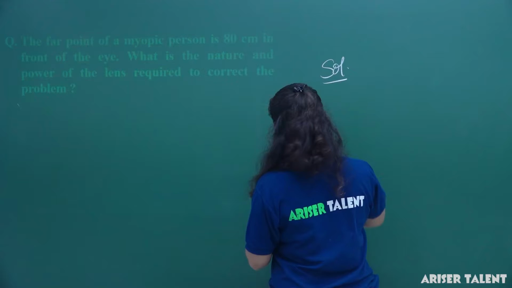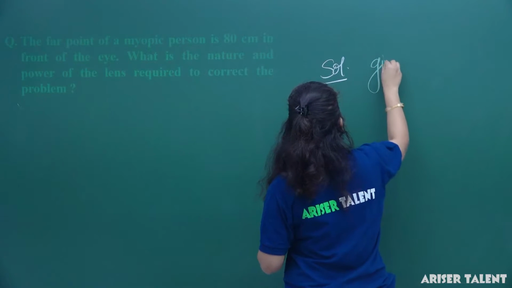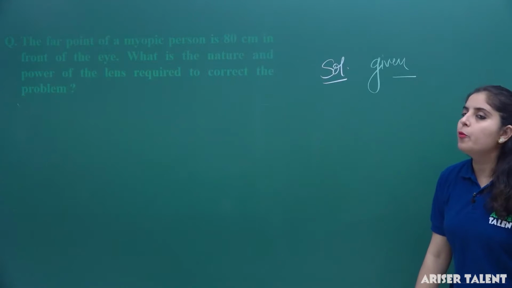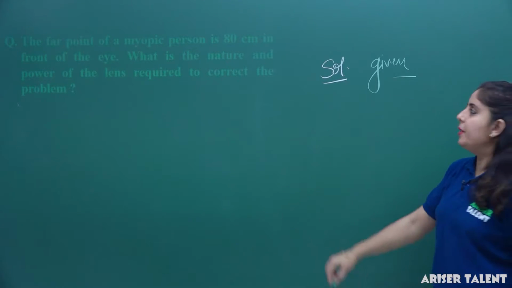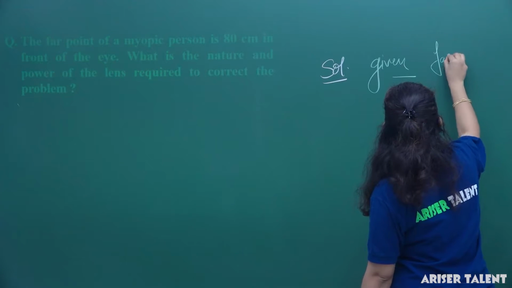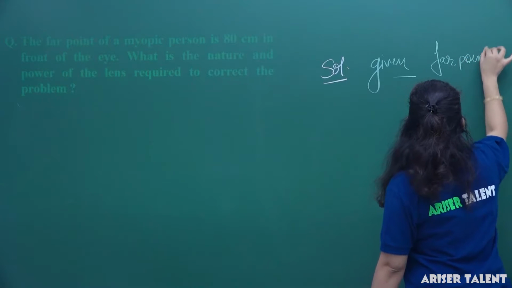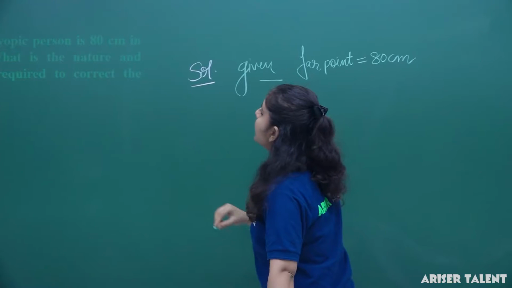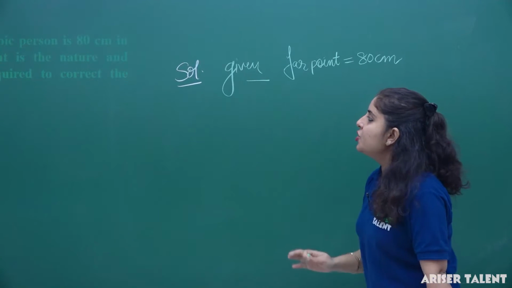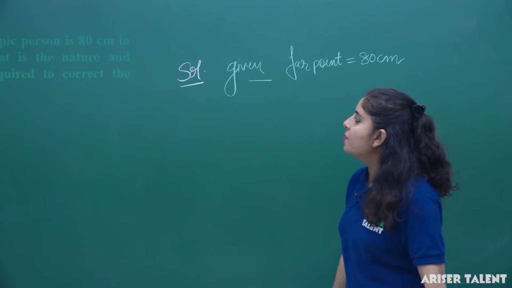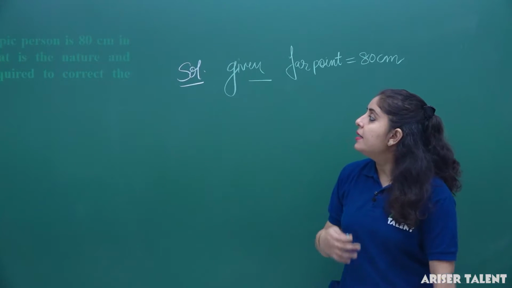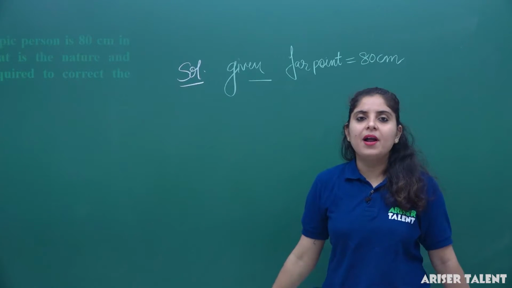So the given conditions in the question is, the far point of a myopic person is 80 centimeter. So the far point is given here. Far point equal to 80 centimeter. Okay. Now what is the nature and power of the lens required to correct this problem? So you have to find out the nature and the power of lens required in this question.